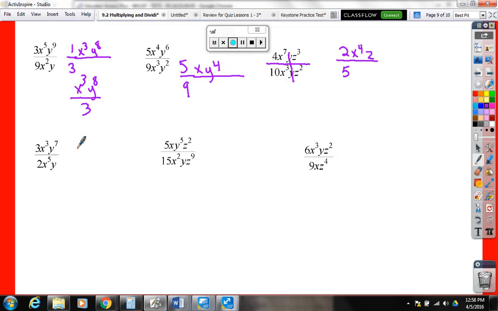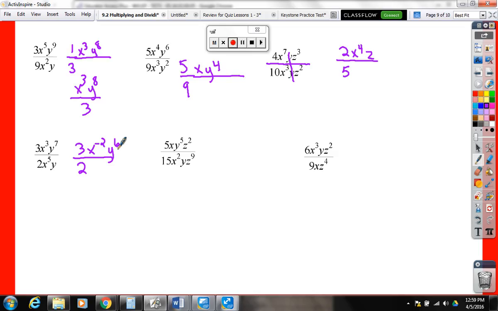We have 3 over 2, which is just 3 halves. Then we have x to the 3rd divided by x to the 5th. When we do 3 minus 5, we end up with a negative exponent. And then y to the 7th divided by y to the 1st is just y to the 6th. Does anyone remember from yesterday what we do if we have a negative exponent?